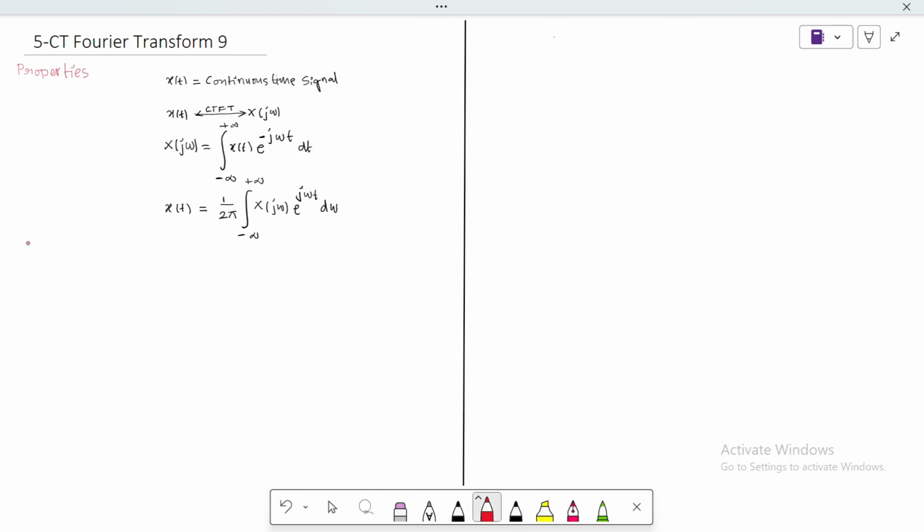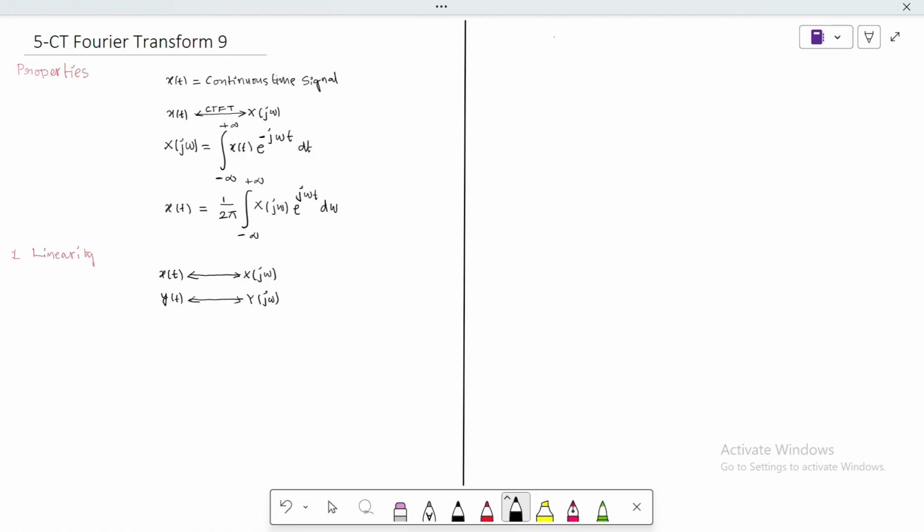The first property is the linearity. To prove the linearity, we need to take two signals: x of t, whose Fourier transform is x of j omega, and y of t, whose Fourier transform is y of j omega.